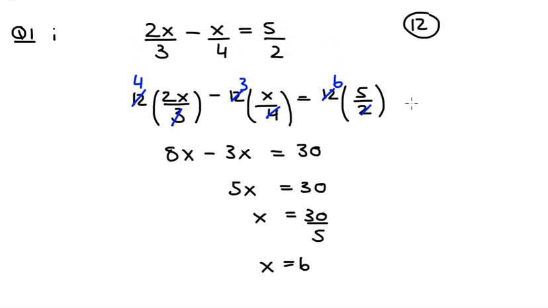So one way of approaching it, as I said, find the lowest common multiple, which is 12. Multiply every single term by that number. We can divide the denominator into 12 before multiplying it out. After we do that, we multiply out our brackets and we simplify to find x. Okay, now I'm going to look at another way of doing it.